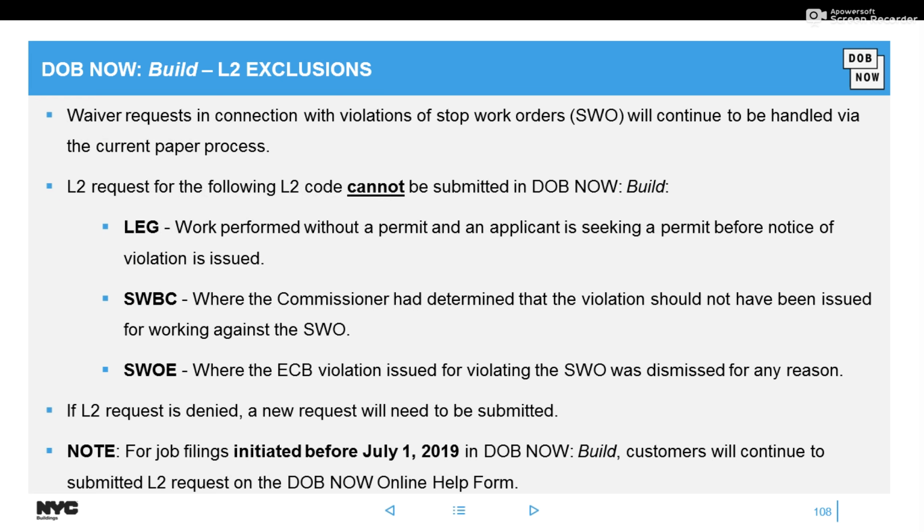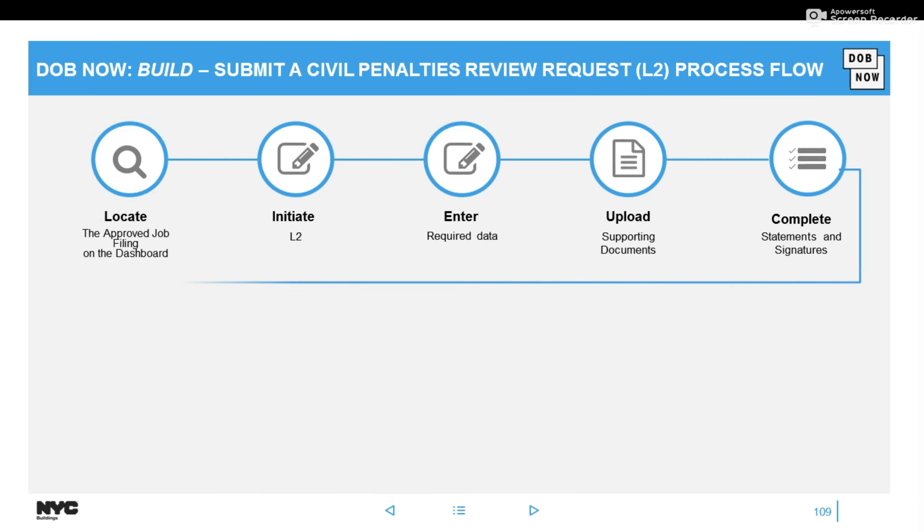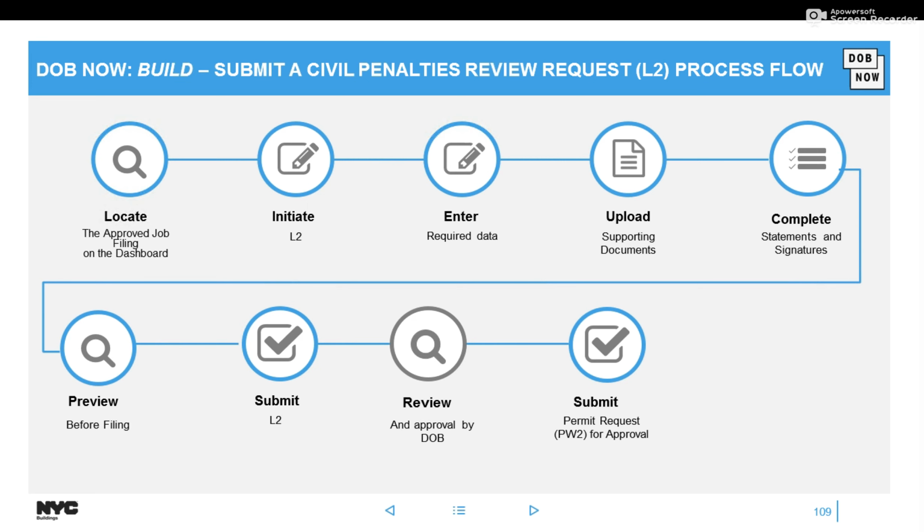And remember, if you had created a file in the system before July 1st, you won't be able to request an L2 on that file from within the select action column. You'll continue to do that as you would have done on paper. It's only for filings that you created in the system from July 1st. So you locate the file, initiate L2, enter the required details. You'd pay to DOB in person, and then you would submit your work permit once approved after that.